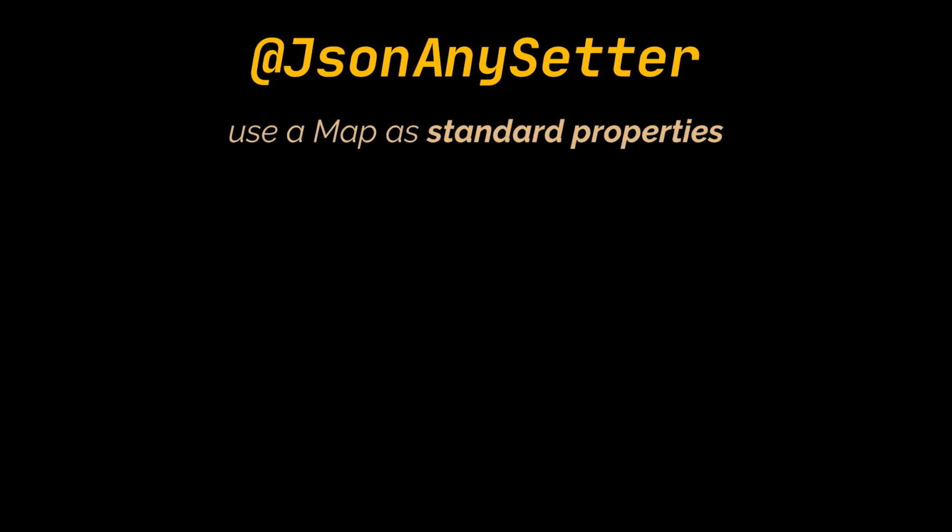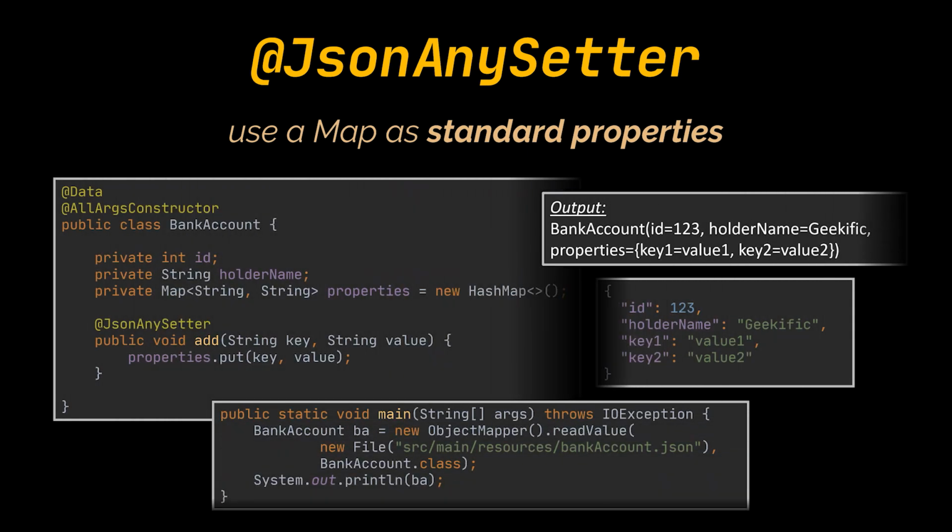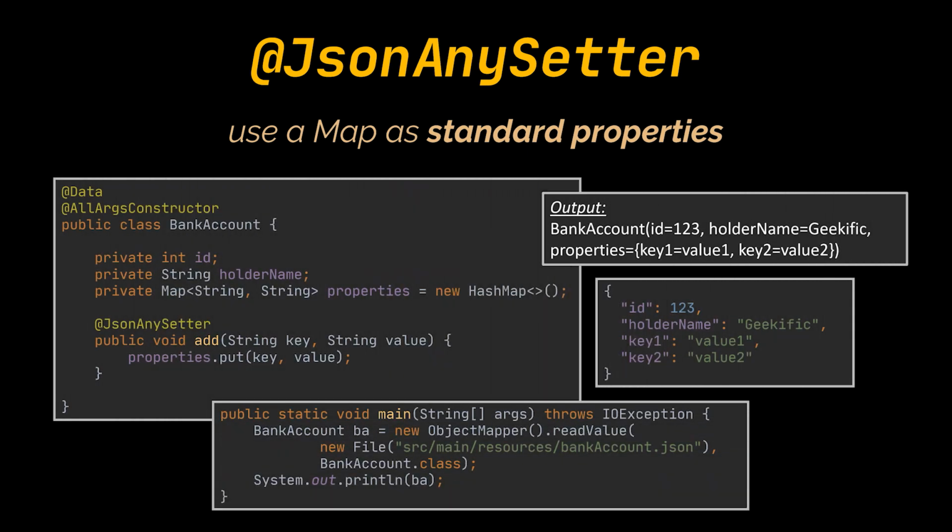Next is the @JsonAnySetter, which, similar to its getter counterpart, allows us to use a map as standard properties. On deserialization, the properties from JSON will simply be added to the map. To do that, we created an add method that takes in a key and a value and annotated it with the @JsonAnySetter annotation. Every JSON attribute that cannot be mapped to a property inside the class will then be inserted in the map we have, as you can see in this example.